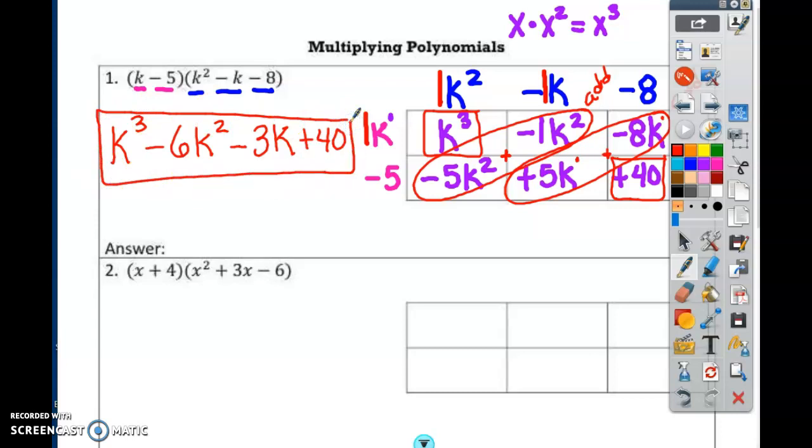Okay? I want you to pause the video, try and start problem number 2. See how far you can get, and then start playing the video when you can't go any further because you got lost or because you finished it and you want to check your answer. Okay, pause the video now.